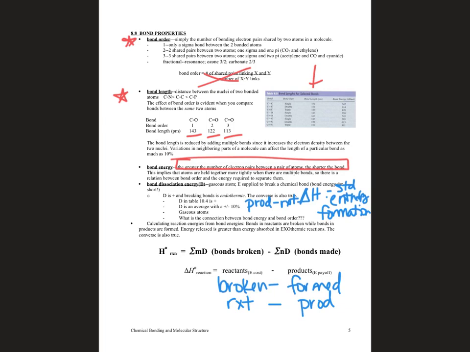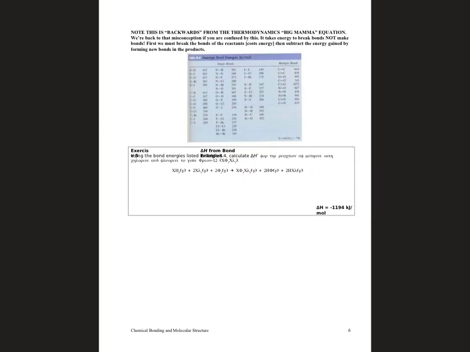I'm going to flip to the next page so you can see the table we're working with. There's a very important note up here, and it's what I talked to you about. This is backwards from the thermodynamics, the big mama equation we always used. This is always a misconception, and some students get really tripped up by it, but that's why it's in two separate chapters. This one is covered in chapter 8, and these are bond energies. Those are not standard enthalpies of formation. Those are not delta H values. This is the amount of energy it takes to break a certain bond.